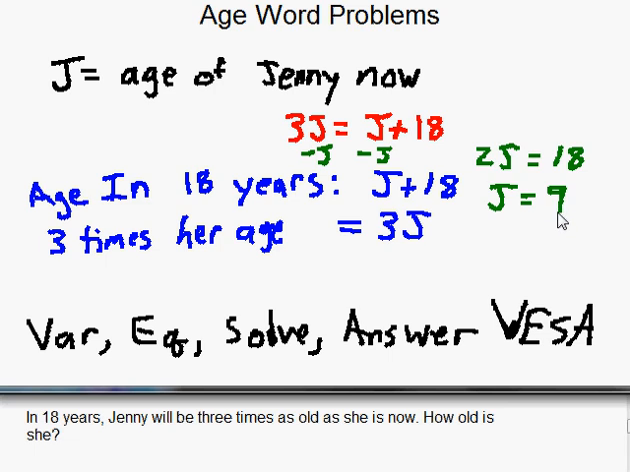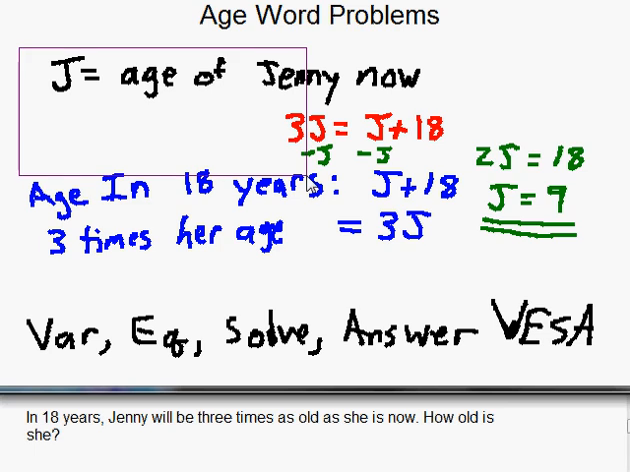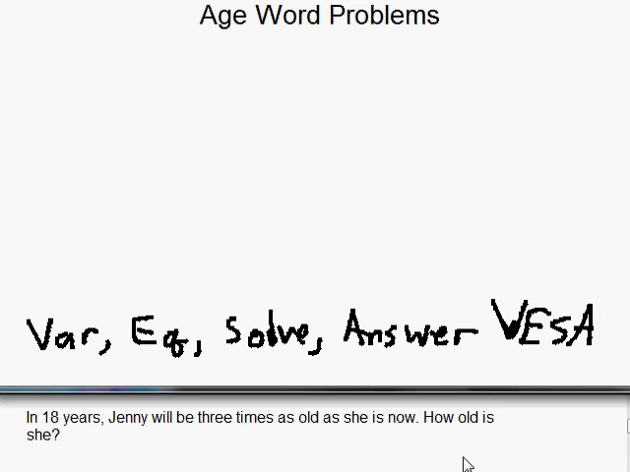Whoa, that's different from what you said, right? 8? Oh, whoopsies. I did make a mistake when you said 8. I thought 18 plus 8 was 24, but it's actually 26. Is that what you were trying to tell me, Bonnie? Bonnie kept tapping me on the shoulder there. Anyway, that's why algebra is very reliable. See, J equals 9. Let's check to see if it works. In 18 years, she's going to be 27. And that is 3 times how old she is now. So perfect. All right, let's go on to another problem, one that's a little bit more difficult.